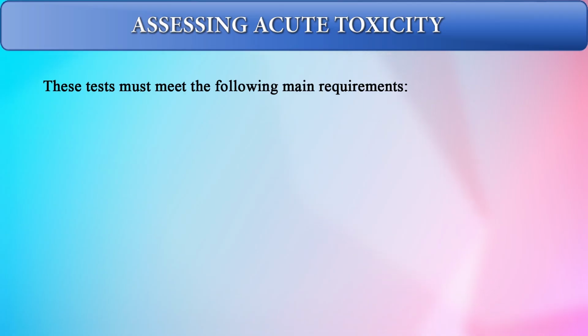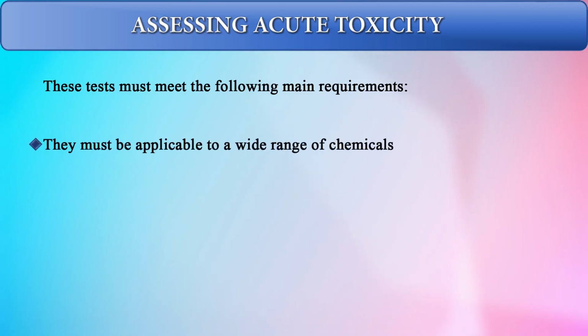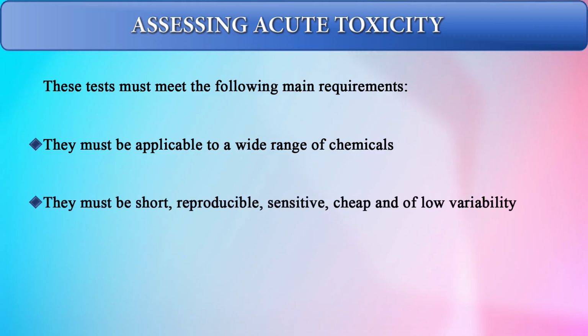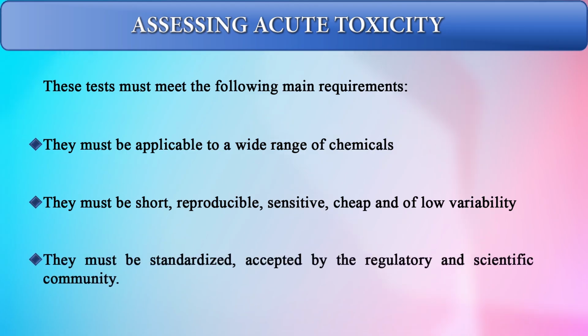These tests are also applied in order to compare the sensitivity of different species or organisms at different stages of their development, to find the relationship with other variables that affect overall results. These tests must meet the following requirements. They must be applicable to a wide range of chemicals. They must be short, reproducible, sensitive, cheap and of low variability. They must be standardized and accepted by the regulatory and scientific community.